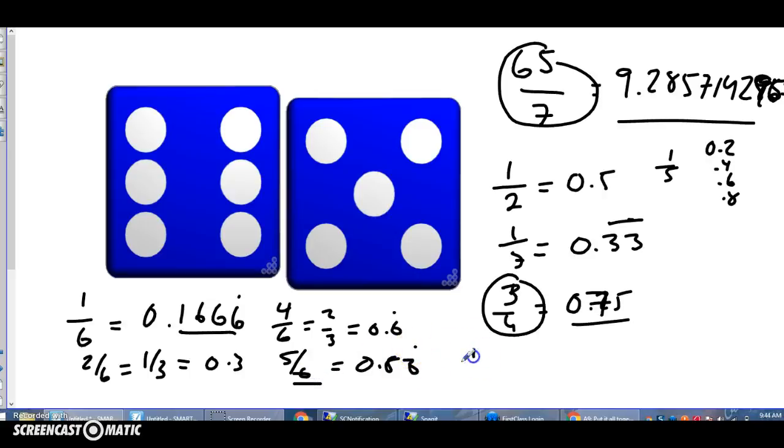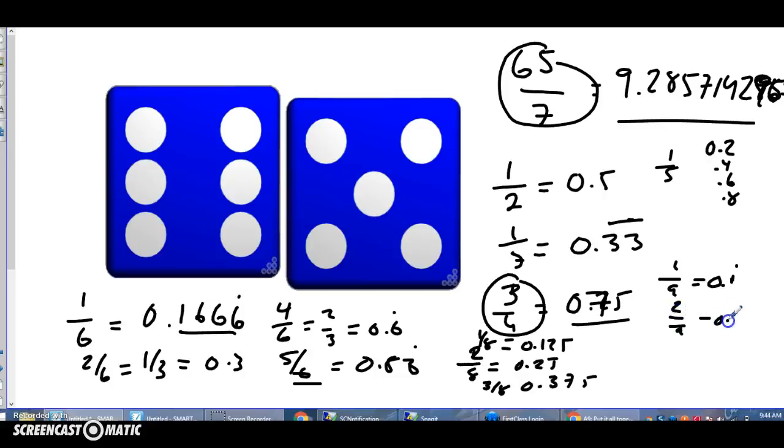Let's skip sevens for a second. 2/8 is a quarter, so 0.25. 1/8 is half of that, so 0.125. And 3/8 is 0.125 plus that, so 0.375. So each eighth terminates. Ninths are fun. 1/9 is 0.1 repeating. 2/9 is 0.2 repeating. Guess what 6/9 is? 0.6 repeating. 7/9, 0.7 repeating.